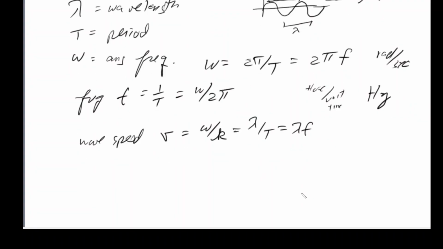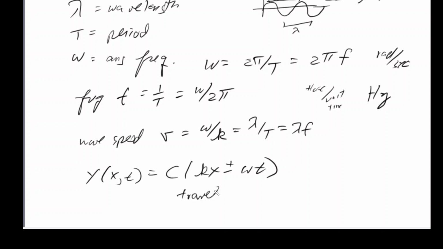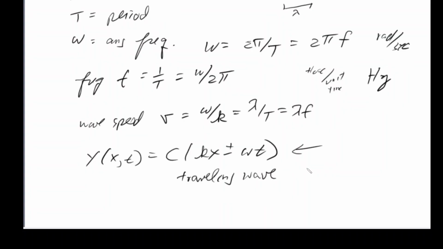Now, one thing to note is that if you have an equation given in the form y of x of t equals some function, let's say c, of kx plus or minus omega t, this represents a traveling wave. So anytime you see an equation of this form, you know you're dealing with a traveling wave. And c could be just about any function. In our case, c is equal to the sine.